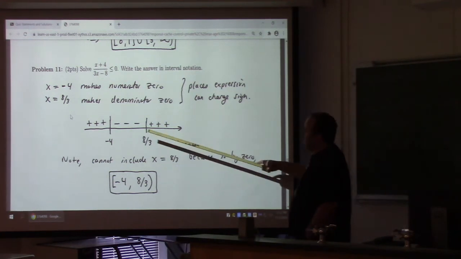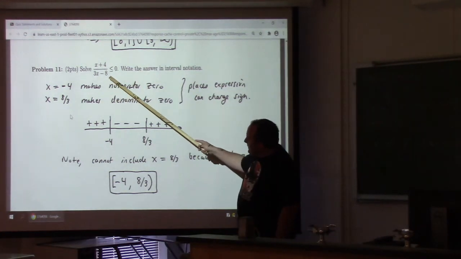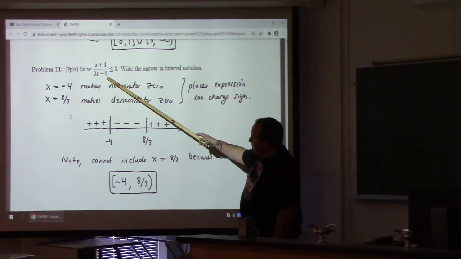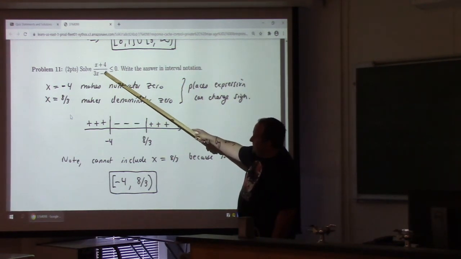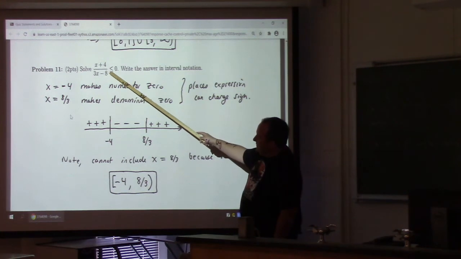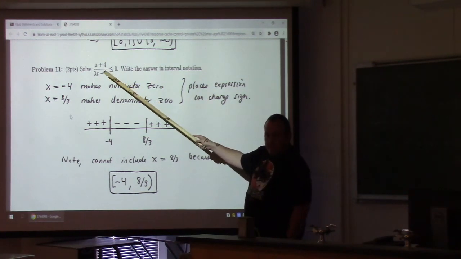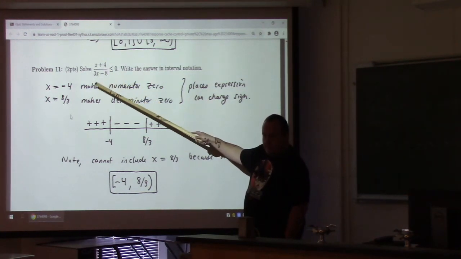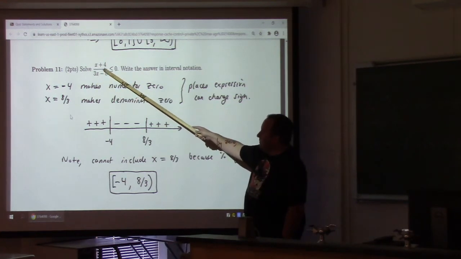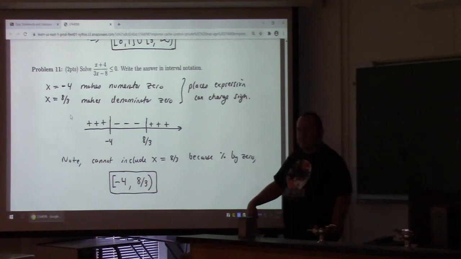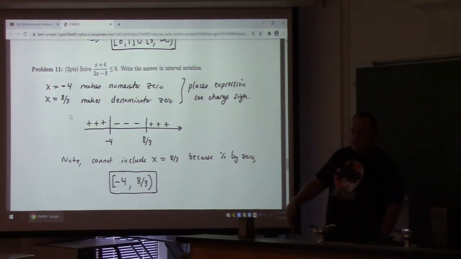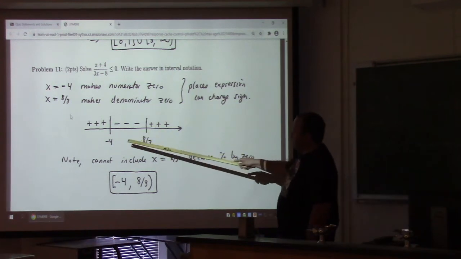So the point here is 8/3 is what makes the denominator 0, right? So we have to avoid that because that would give us division by 0. Essentially what I'm saying is if you have a rational expression that you want less than or greater than 0, you factor the numerator and factor the denominator. That will show you where those two things could be 0, right? And those are potential places where this expression can change from plus to minus, right? And so I make a sign chart with minus 4 and 8/3.